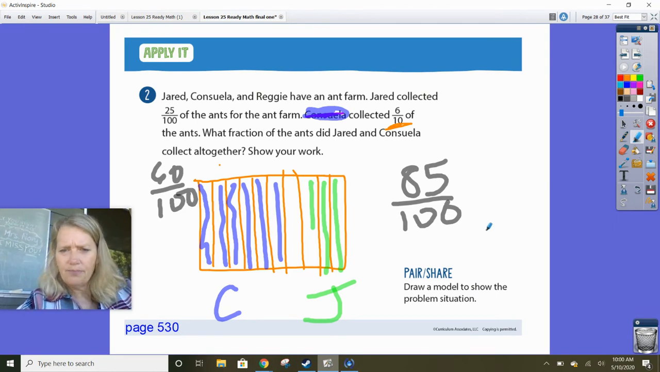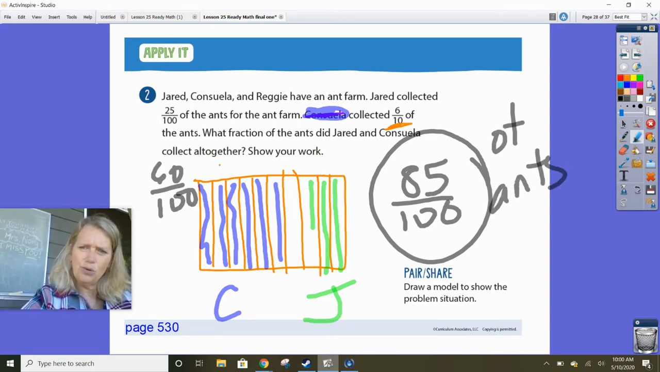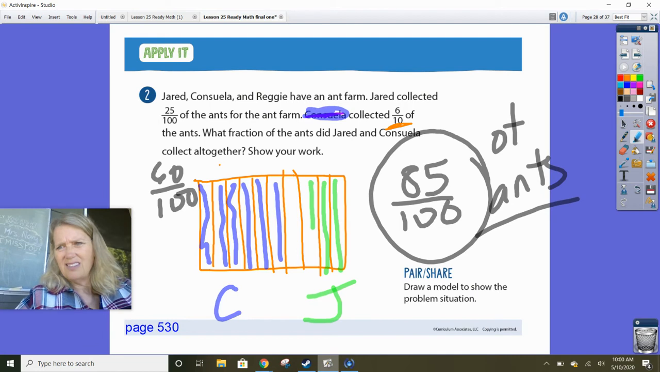Times 10, times 10. How much do they do together? That much of the ants. Again, we don't know the total ants. Could be thousands. Probably not exactly 100 because that would be hard to do. All right, so that's our model.